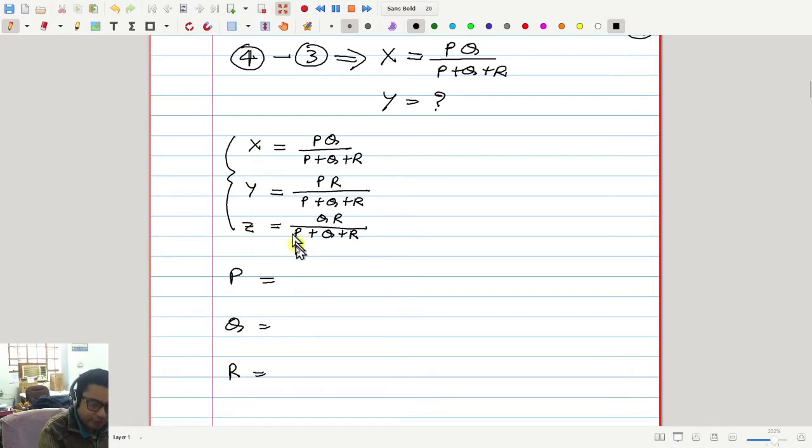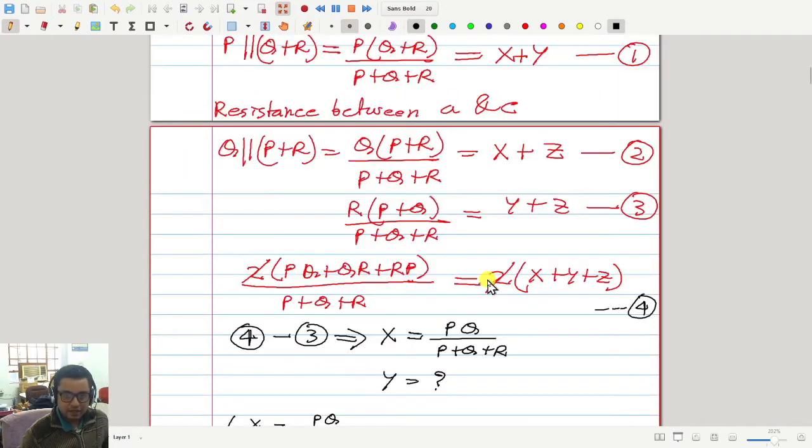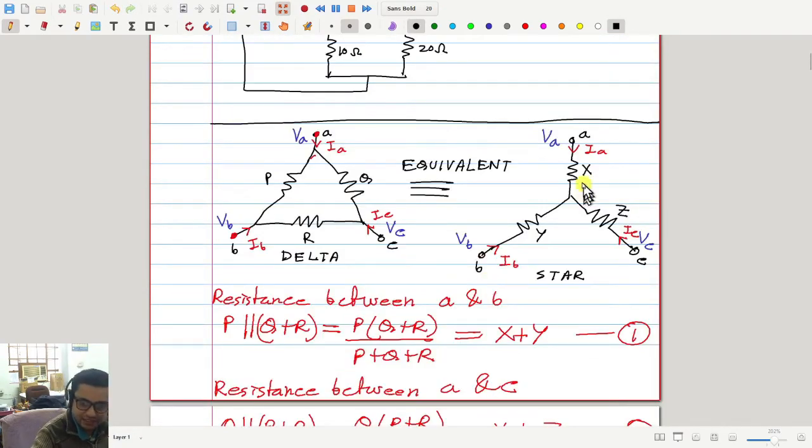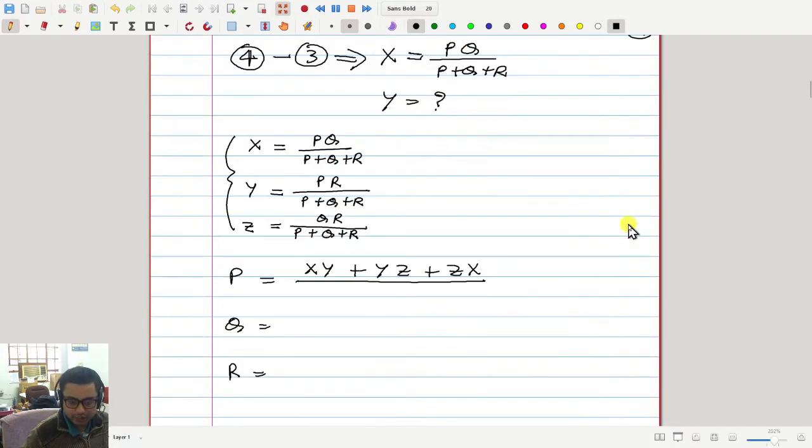I'm just telling you the values. It will be something like this. It will be XY plus YZ plus ZX, the whole divided by... So it's like this: the product of all pairs XY, YZ, ZX. And when you are finding the value of P, you have to divide that by the resistance opposite to P here, which is Z. So that will be like this, divided by Z.